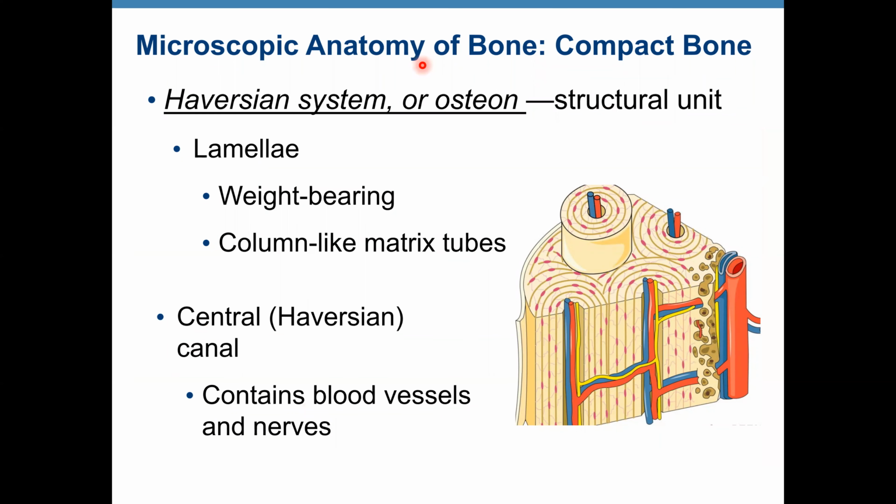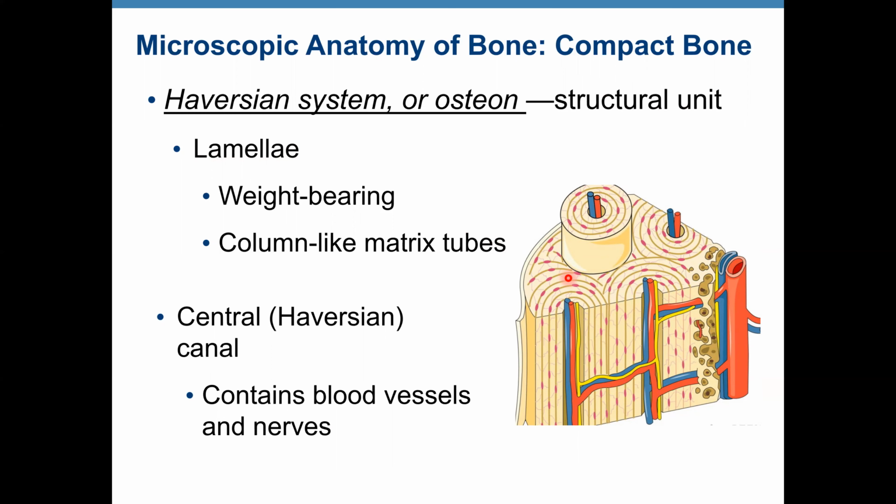Okay, microscopic anatomy of the bone, and we're talking about compact bone. Remember, we have compact and spongy bone. So right now we're talking about compact bone. The structural unit of compact bone is the osteon. And the osteon is made of lamellae. So lamellae are tubes. You see how this tube is, right? Or of course, if you look at a cross section, it will be this circular structure.